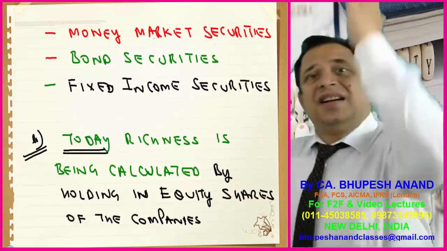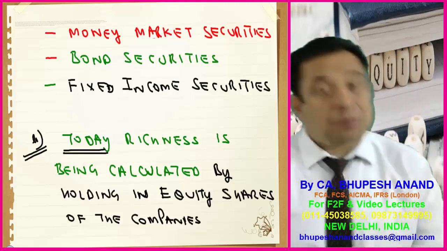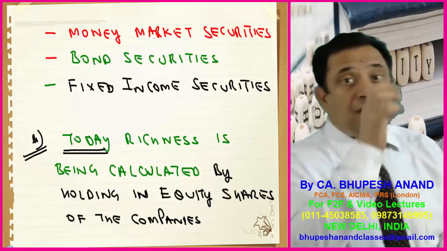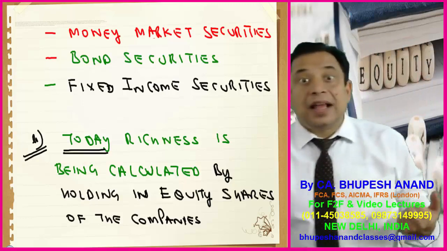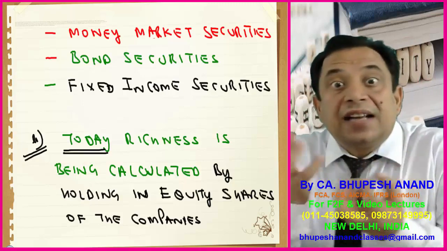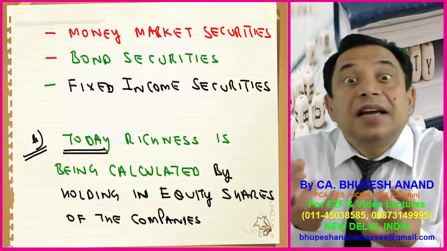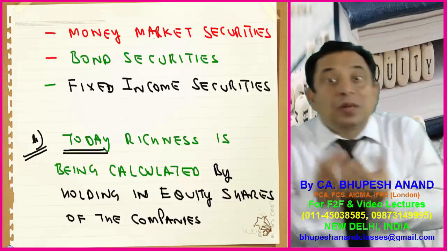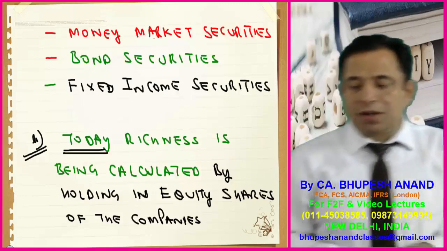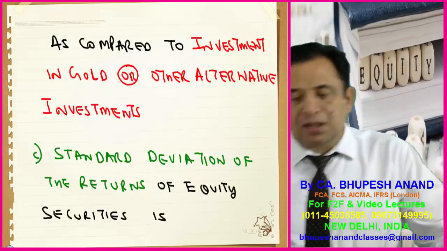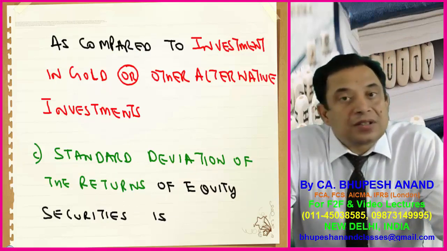Mostly there is an increasing trend in the equity market. So B point: today's richness is being calculated. If in today's context I want to find out whether a person is rich or not, I will see, in the case of Warren Buffett or other rich persons, how much equity they are holding. So B point, today's richness has been calculated by holding in equity shares of companies as compared to investment in gold or other alternative investments.